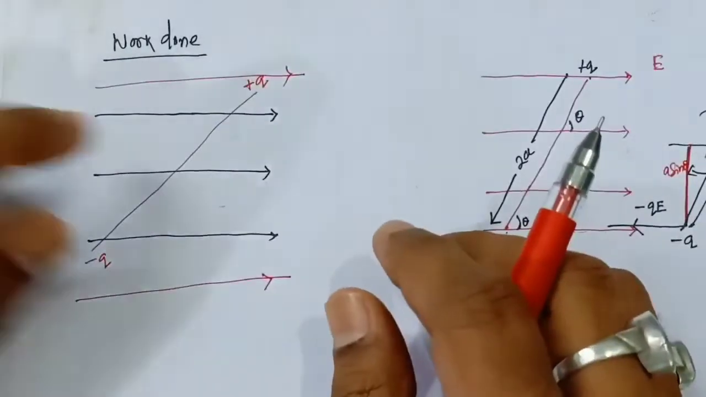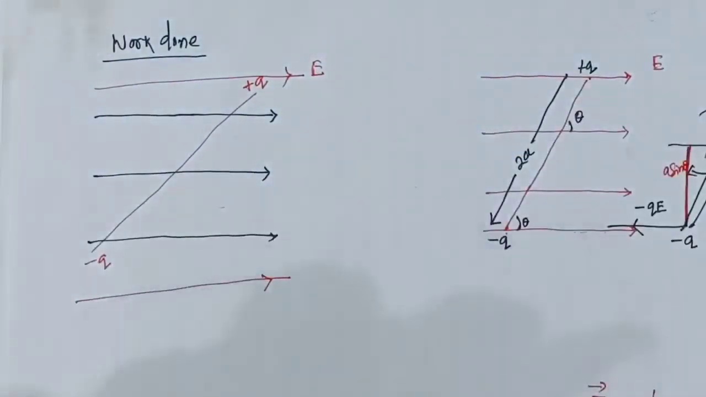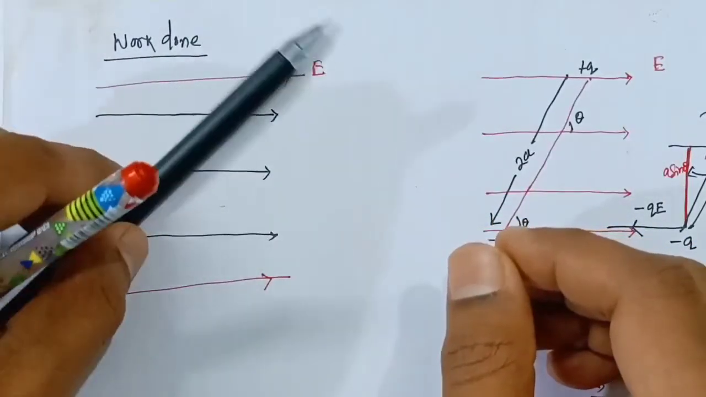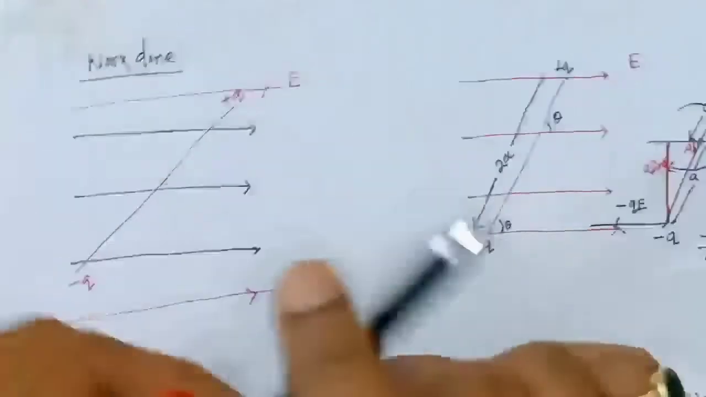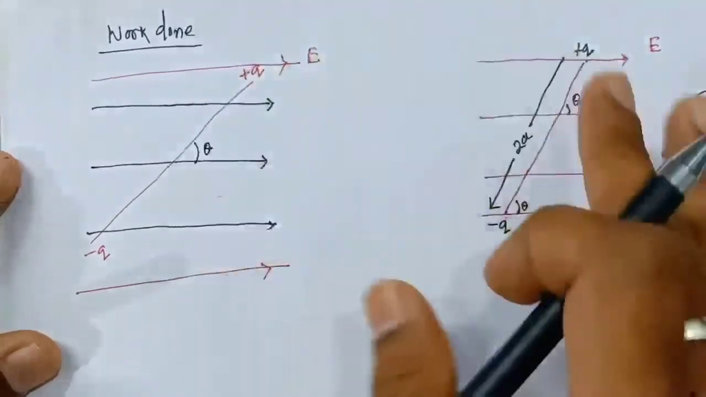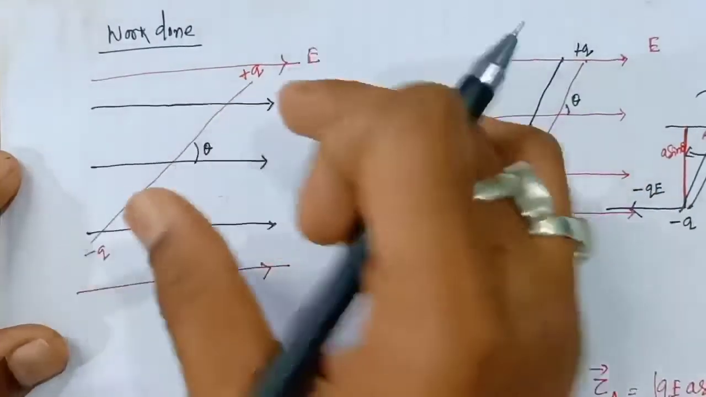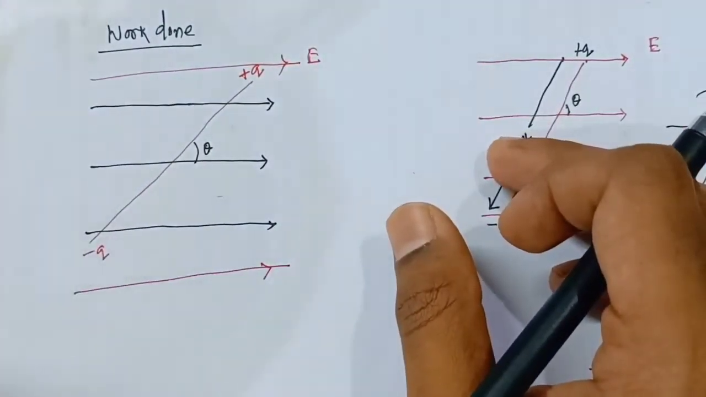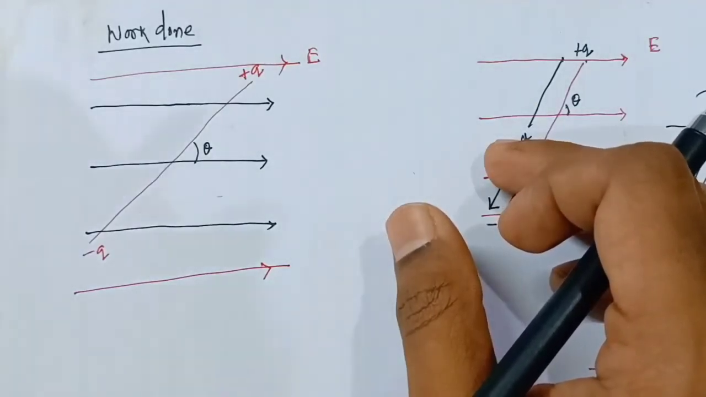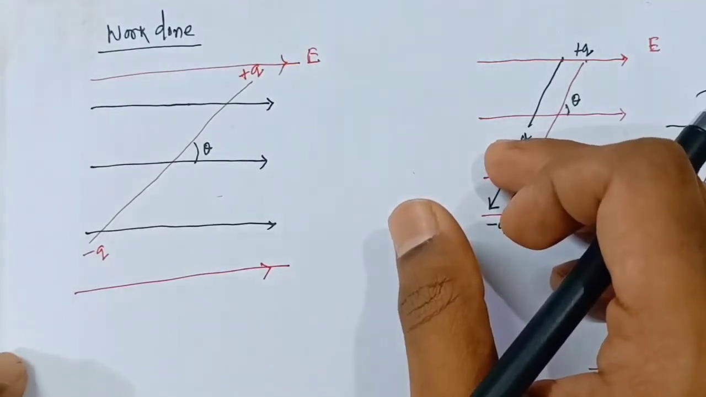What happens due to this electric field? One torque will be generated, and this dipole will try to rotate along the direction of the field. It is free to rotate. So if I consider the moment of inertia, I will consider the moment of inertia about the center of mass of the dipole, because it is free to rotate. It is not hinged or pivoted at any point.